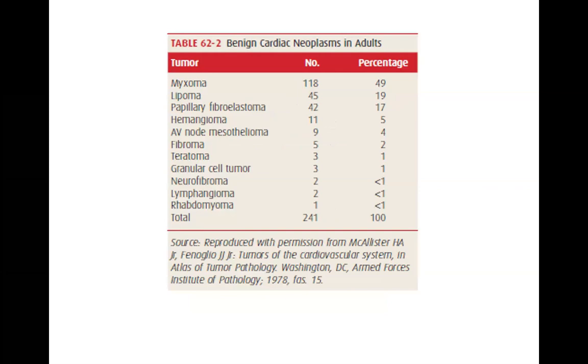This is a very important table, because they might ask you in the exam, please give us the four most common benign cardiac neoplasia. So what are they? It's myxoma number one, followed by lipoma, followed by papillary fibroelastoma, followed by hemangioma. This is in adults.